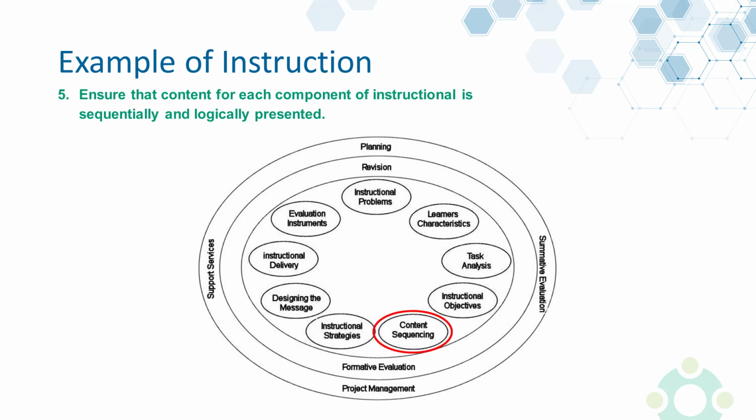To ensure the content for each component of instruction is sequentially and logically presented, learning objectives will be logically ordered to design the curriculum. For example, the course will start with an introduction of common terminology and why this training is important, and then build from there. Each objective will have its own section within the course. For example, specific stakeholder problems will be discussed and analyzed. The group will then brainstorm solutions before moving on to the next objective.